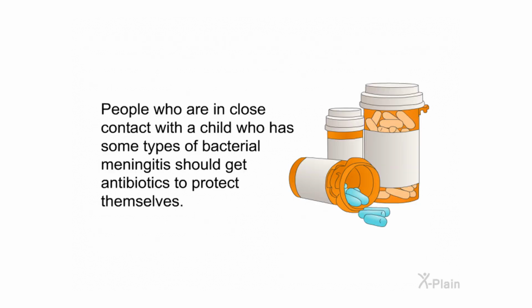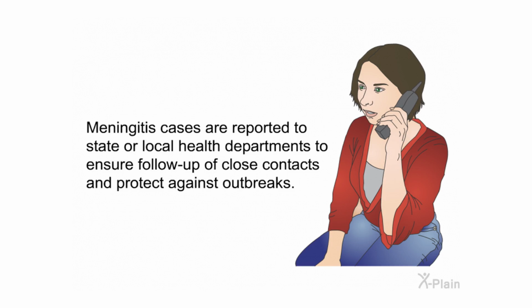People who are in close contact with a child who has some types of bacterial meningitis should get antibiotics to protect themselves. Meningitis cases are reported to state or local health departments to ensure follow-up of close contacts and protect against outbreaks.